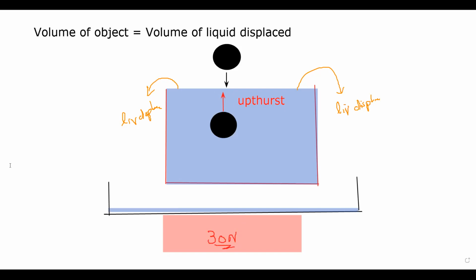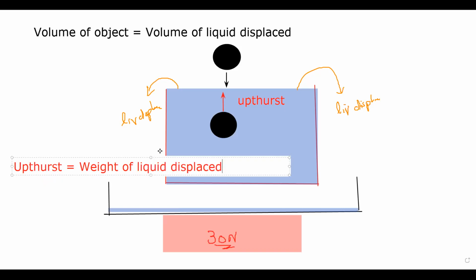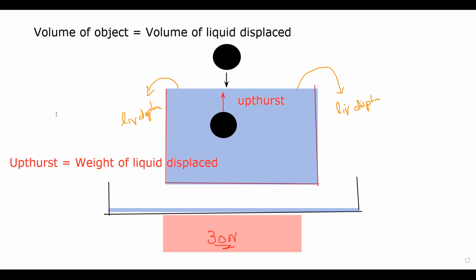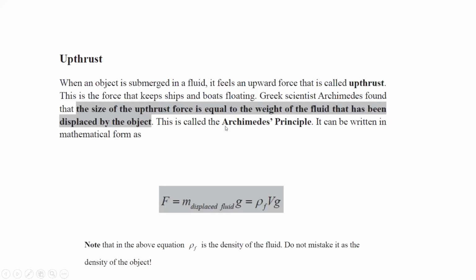And how do we know the value of the upthrust? The upthrust is actually equal to the weight of the liquid displaced. The volume of the liquid displaced is the same as the volume of the object, and the weight of the liquid displaced is equal to the upward force applied by the fluid, known as upthrust. For example, if the weight of the liquid displaced is 30 newtons, how much is the upthrust? The upthrust on this object will be 30 newton. So simply, the definition of the upthrust is the vertical upward force applied by the fluid, and that is always equal to the weight of the fluid displaced.